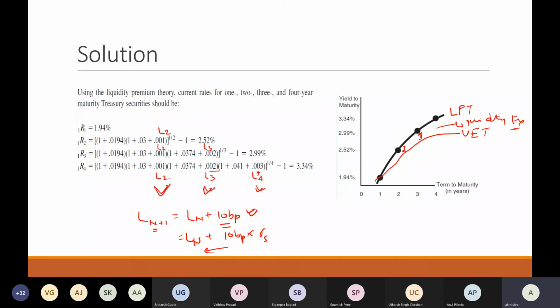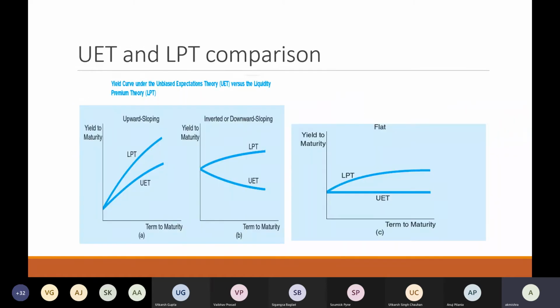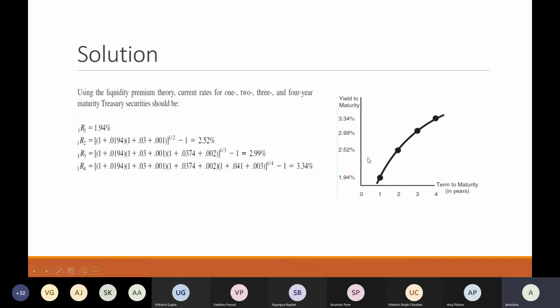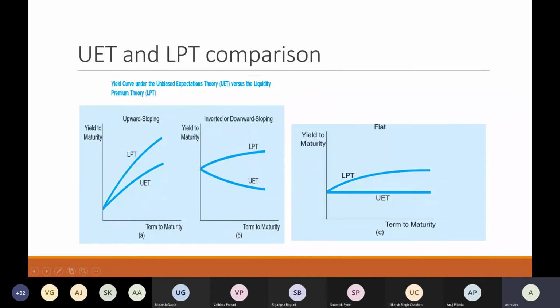But for understanding this, we are keeping the liquidity premiums as known, and this is how it will keep on increasing over the period of time. And then we have compared these two theories. Now this is what this curve, if you relate this curve, so this previous curve that we talked about is basically here, upward sloping. It could be downward sloping as well.